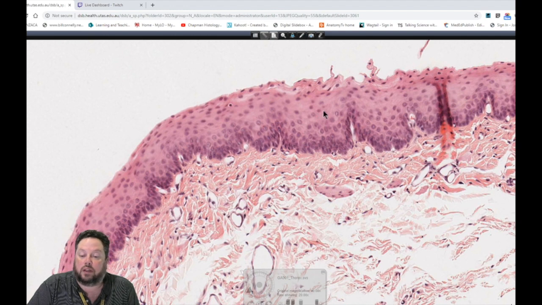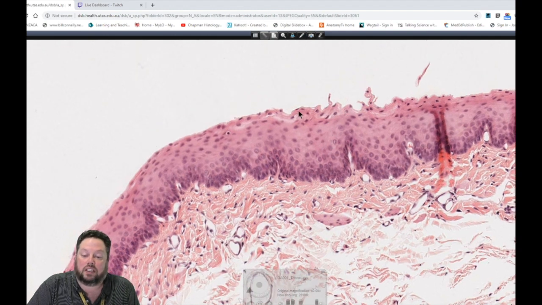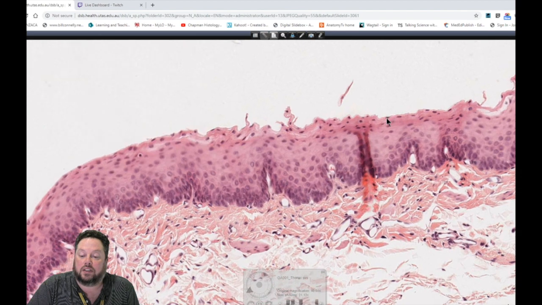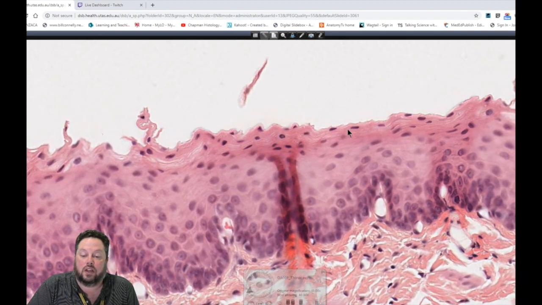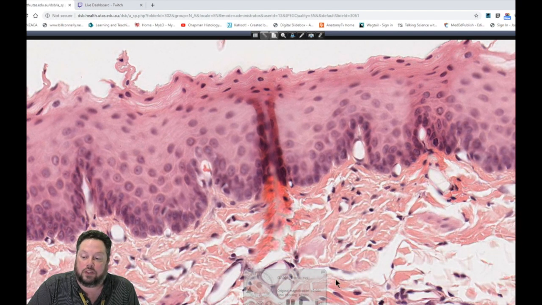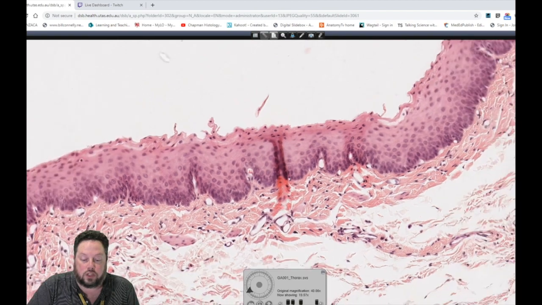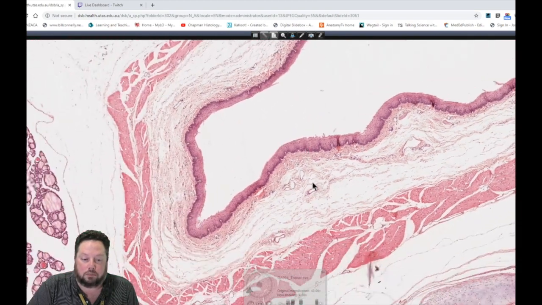These cells are all held together by lots of tight junctions, and we can see nuclei all the way to the top, and you can see that these nuclei are very flattened. So we would classify this as a stratified squamous non-keratinized type of epithelium. So this is actually the esophagus, which in humans is lined by that type of epithelium.